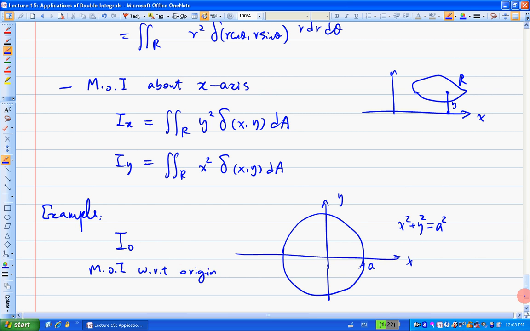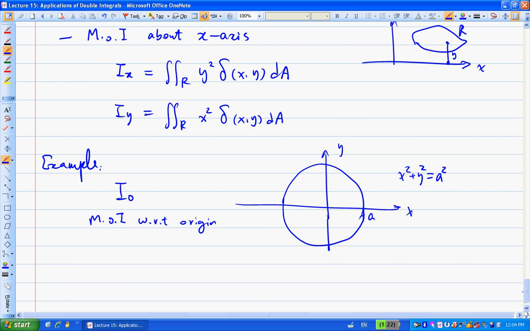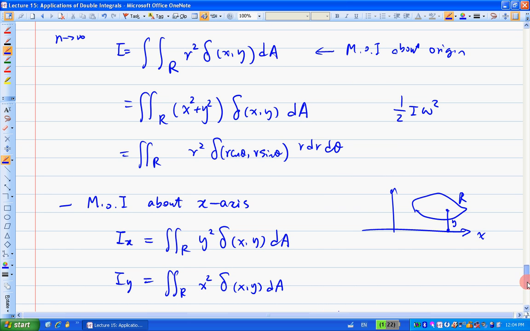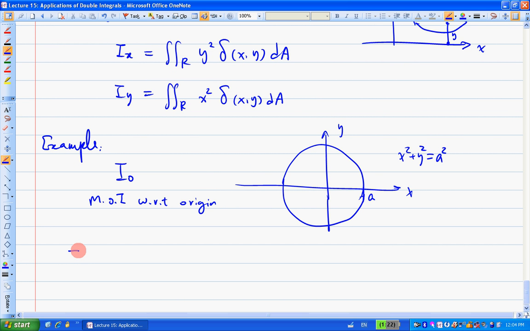So I want to find this quantity here. That basically means I'm going to use this formula here. So my I with respect to the origin is going to be the integral of R squared, delta xy dA. Assuming delta is equal to 1, where the density is evenly distributed everywhere.